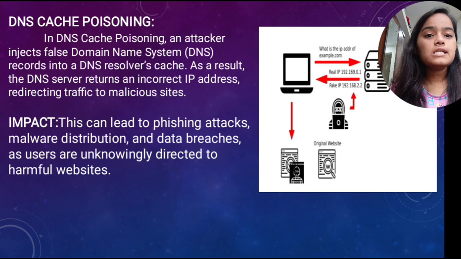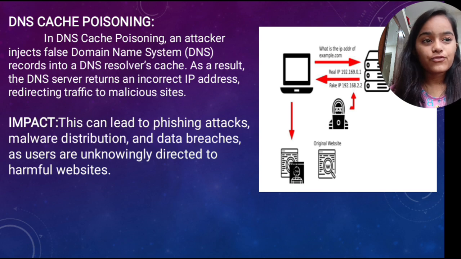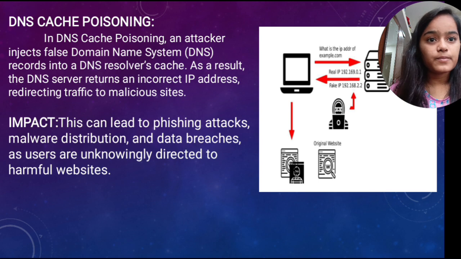Next, let us see DNS cache poisoning and its impact. In DNS cache poisoning, an attacker injects false Domain Name System, or DNS, records into a DNS resolver cache. As a result, the DNS server returns an incorrect IP address, redirecting traffic to malicious sites. Next, what is the impact of DNS cache poisoning? This can lead to phishing attacks, malware distribution, and data breaches as users are unknowingly directed to harmful websites. This is the pictorial representation of DNS cache poisoning.